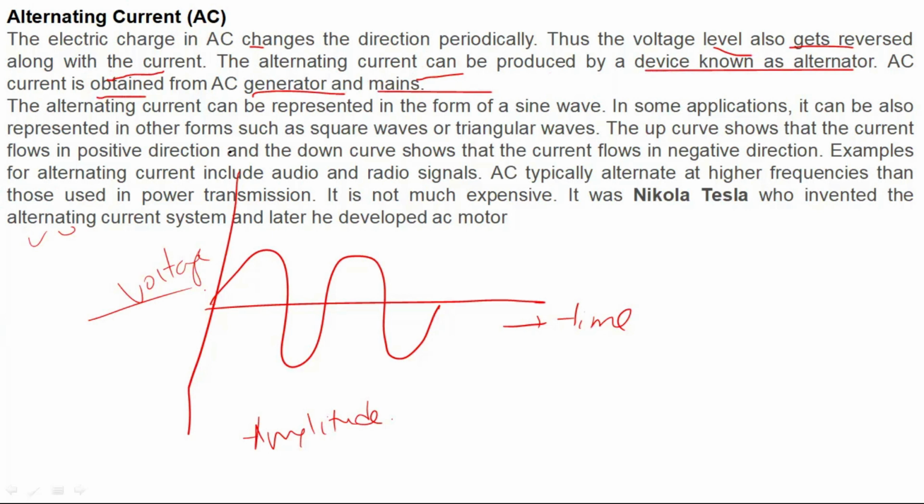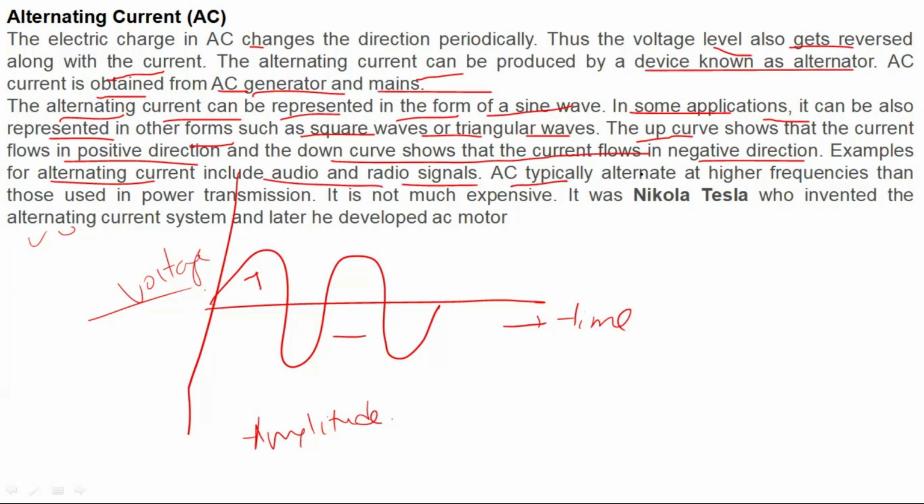AC current is obtained from the AC generator and the mains. The alternating current can be represented in the form of a sine wave as shown in the figure. In some applications, it can be represented in other forms such as square waves or rectangular waves. The up curve shows that the current flows in the positive direction, and the down curve shows that the current flows in the negative direction.